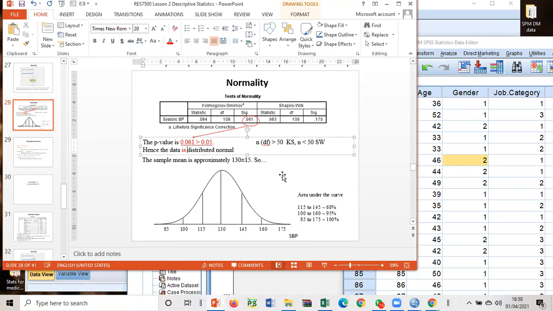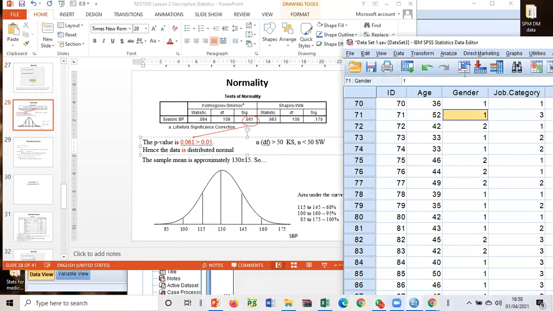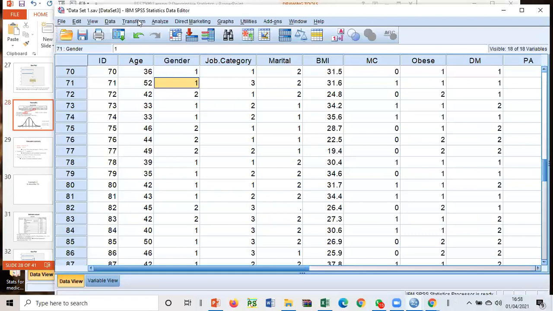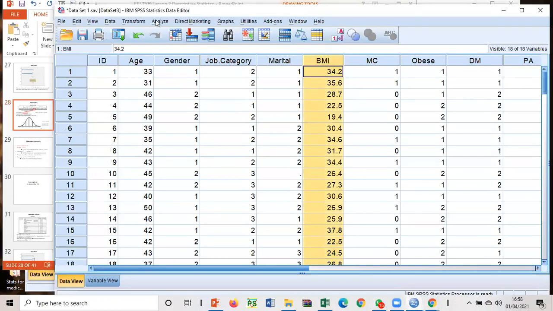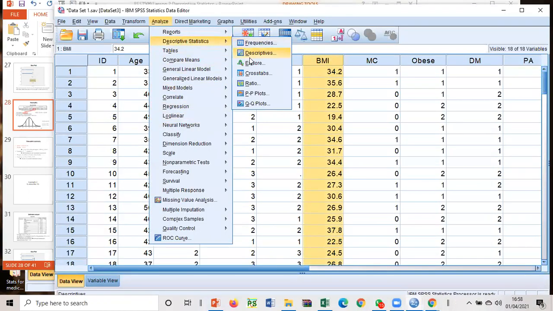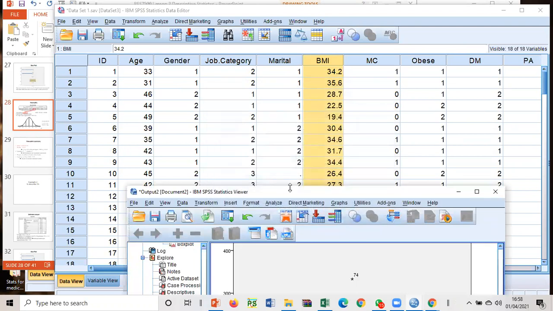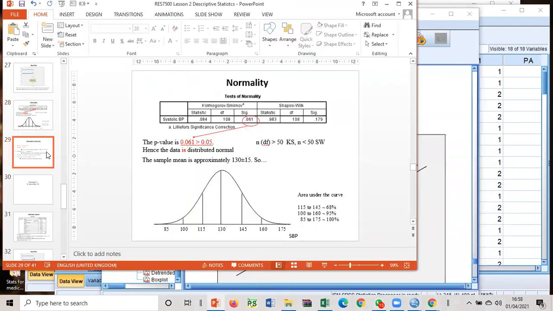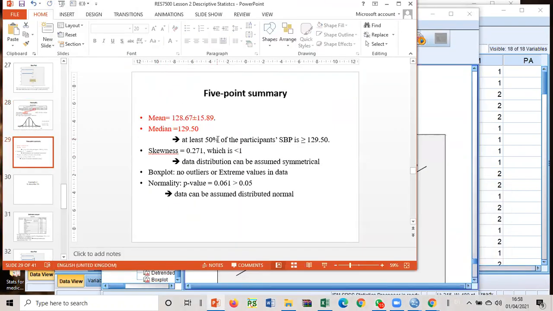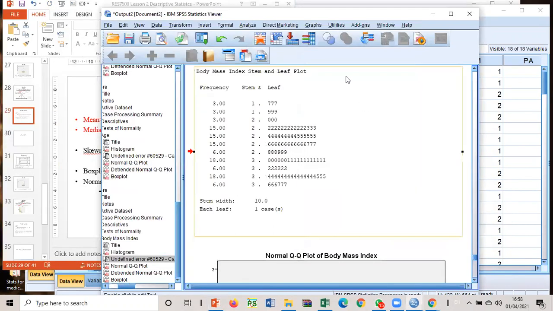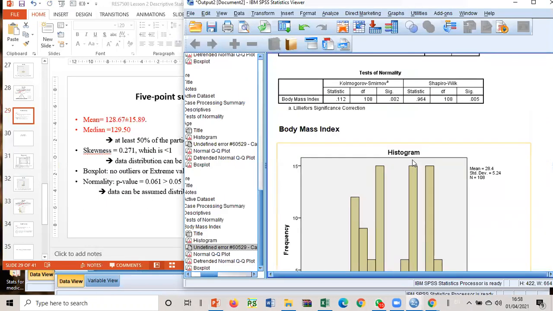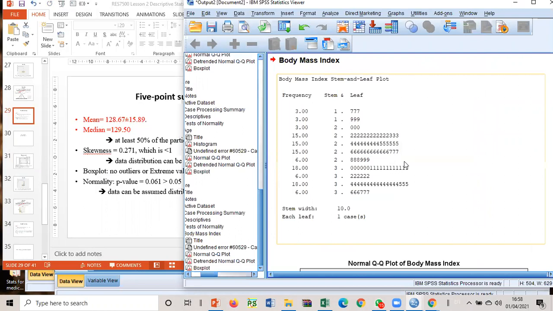Okay, thank you, Professor. So I'll give one more example. You write the report for me, the 5-point summary, for BMI. You're supposed to write the 5-point summary like this. I'll show you because some cannot do. I'll show you the output from which you must interpret.